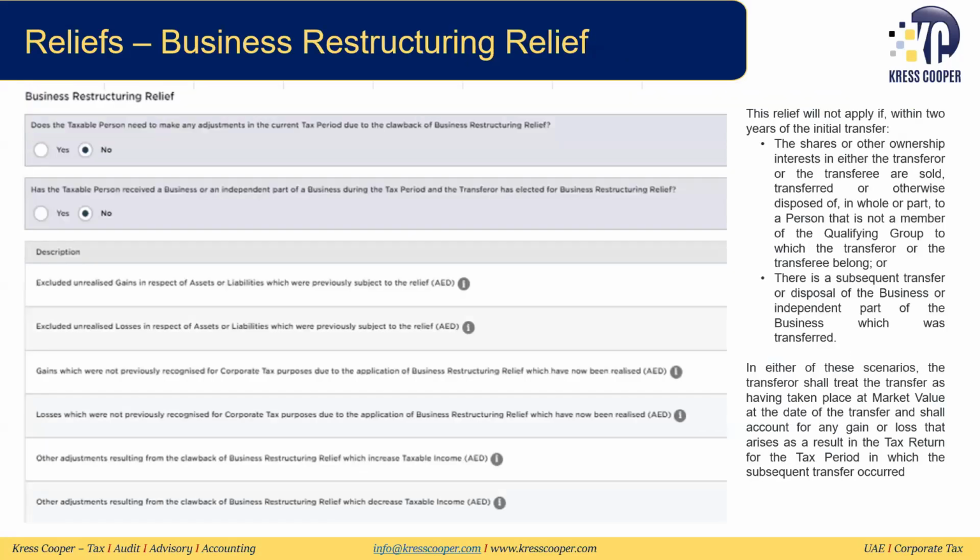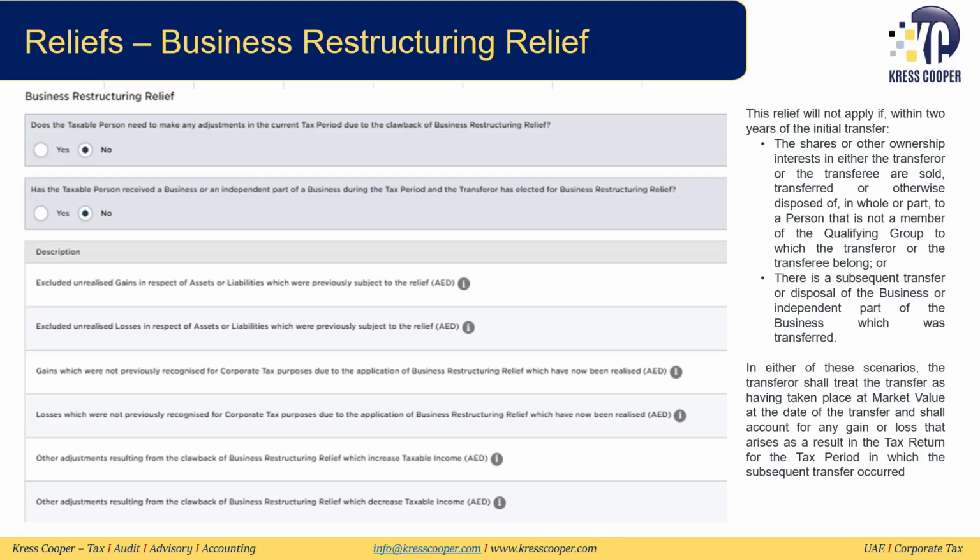Then moving on to the business restructuring relief. We also had made the selection for the business restructuring relief, and we discussed that there are certain conditions which need to be met. Now again, they're asking a similar question: do we need to make an adjustment in the current period due to the clawback of the business restructuring relief? Similarly to the qualifying group relief, this relief will not apply if within 2 years of the initial transfer the shares or ownership interest in either the transferor or the transferee are sold, transferred, or otherwise disposed of in whole or part to a person that is not a member of a qualifying group to which the transferor or transferee belong, or there is a subsequent transfer or disposal of the business or independent part of the business which was transferred.